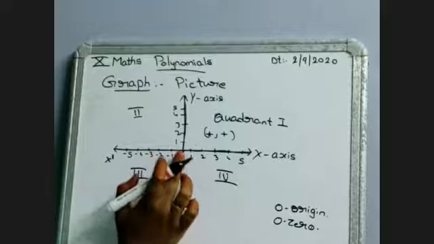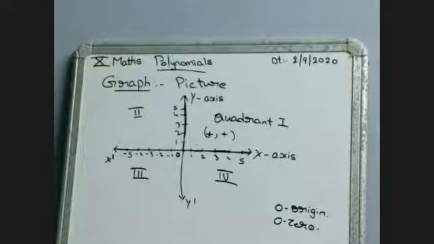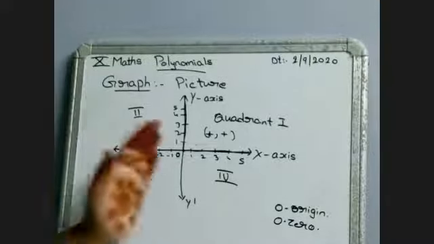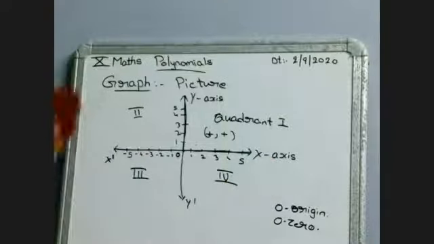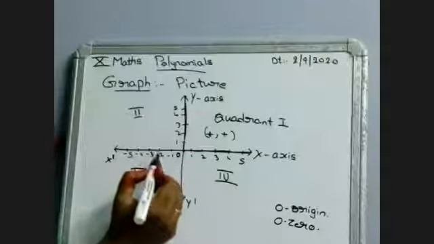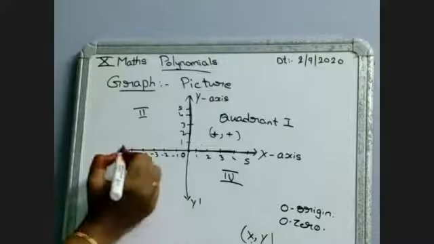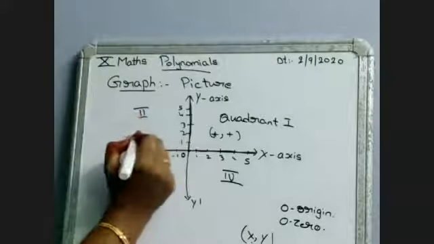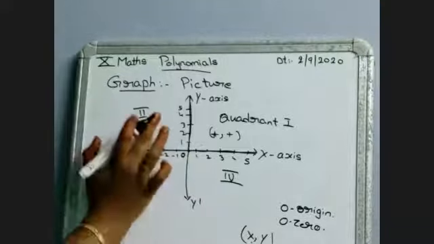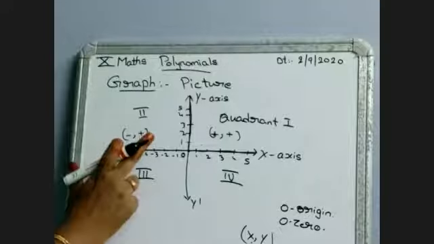From 0, the left side has all negative numbers. Already we discussed this in integers in your previous classes. Integers mean 0 right side, all are positive numbers; 0 left side, all are negative numbers. Here we always write the x values first, after that the y values. What are the x values here? Negative numbers. And y values? Positive numbers. So in the second quadrant, x values are negative and y values are positive.